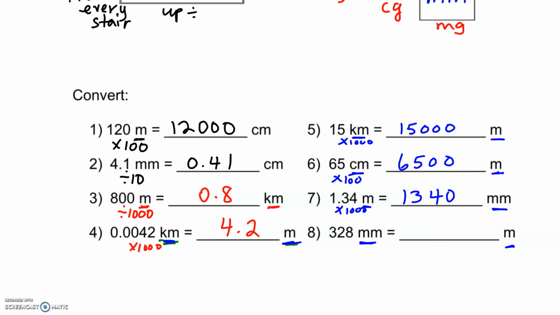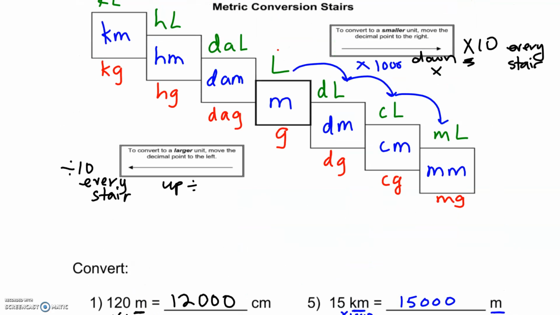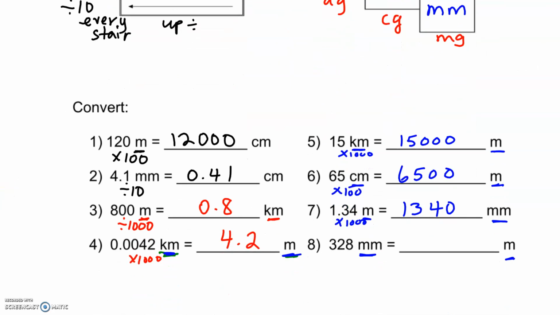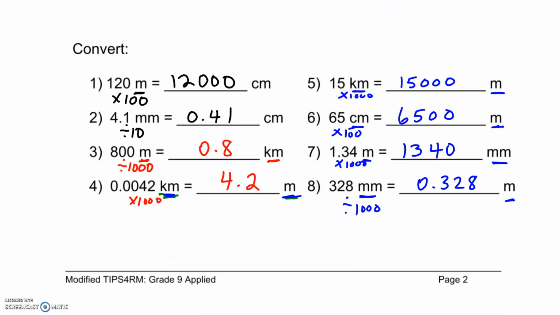Okay, last one. Let's see if you match me: millimeters to meters. So I'm doing the opposite. If I'm doing the opposite, I'm going up 1, 2, 3. So I still use 1,000, but this time I'm going to divide since I'm going up the staircase. So I write that underneath, divide by 1,000. So 328 divided by 1,000 would be 0.328.